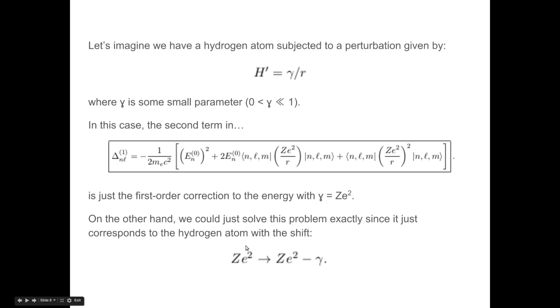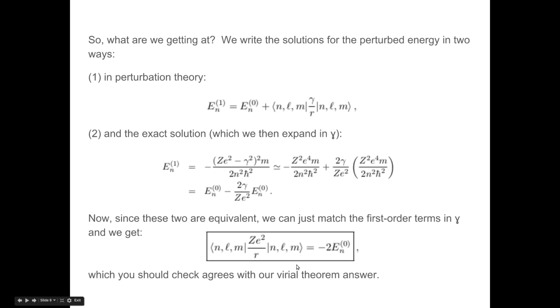So it shifts from ZE squared to ZE squared minus gamma, okay? That doesn't affect the solutions of the Schrodinger equation when you plug in the potential, because these are just constants, right? So I can actually solve this thing exactly, okay? And so what we have are basically two ways of solving this problem, right?